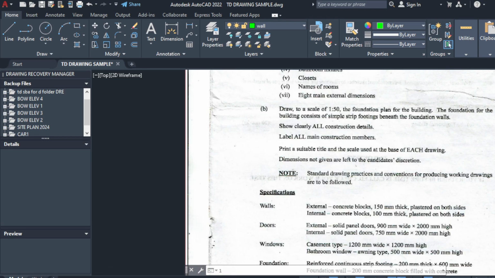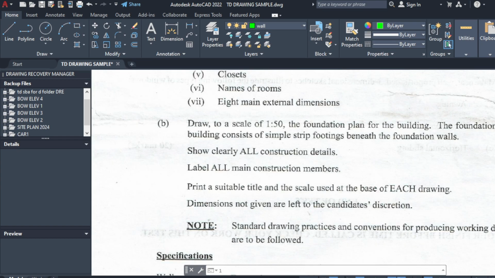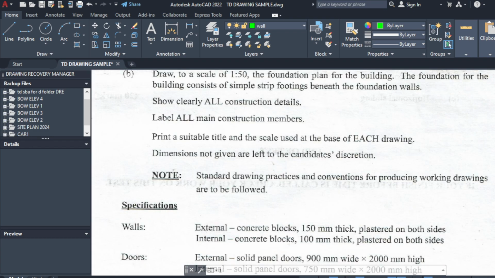Part B. Draw to a scale of 1 to 50 the foundational plan for the building. The foundation for the building consists of a simple strip footing beneath the foundational walls. Show clearly all construction details. Label all main construction members. Print a suitable title and scale used at the base of each drawing. Dimensions not given are left to the candidate's discretion. Note: standard drawing practice and conventions for producing working drawings are to be followed.